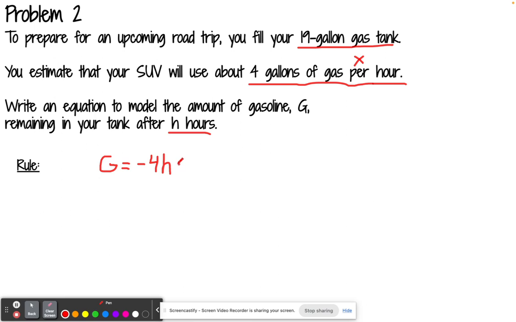But I started with gas in the engine. So before I even started, I have 19 gallons. So the amount of gas I have is going to go down 4 gallons per hour from the 19 that I started with. That's my rule.